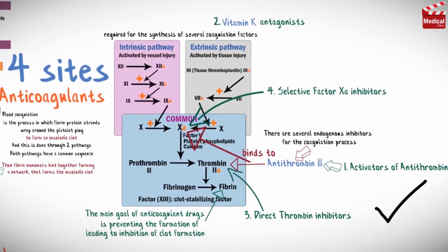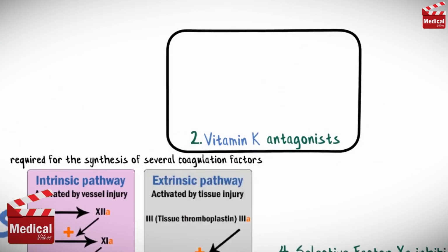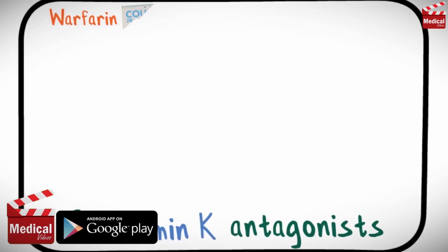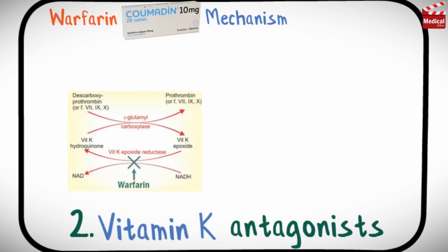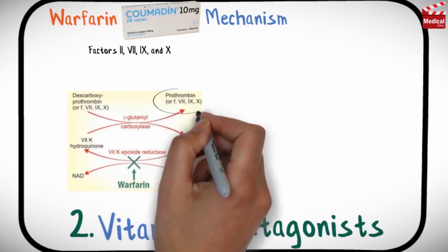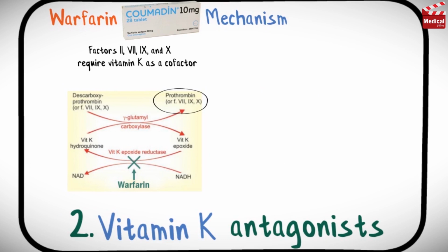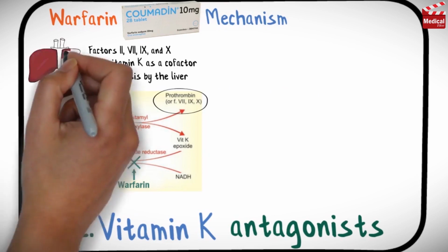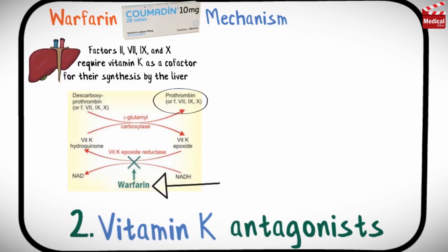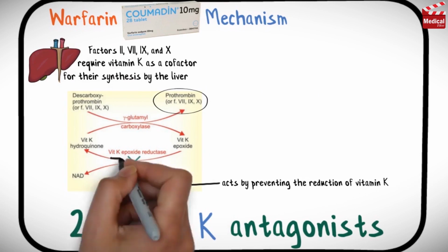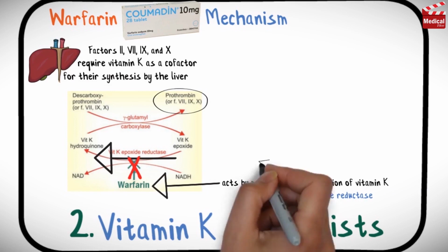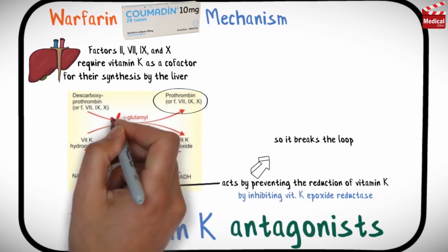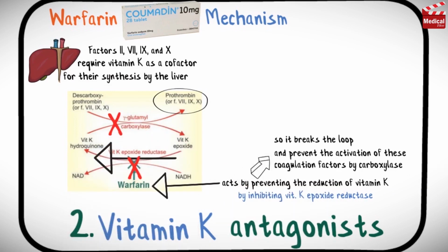We're gonna talk about the vitamin K antagonist, the very famous drug, warfarin. Let's start with the mechanism of action. Factors 2, 7, 9 and 10 require vitamin K as a cofactor for their synthesis by the liver. Warfarin acts by preventing the production of active vitamin K, by inhibiting vitamin K epoxide reductase. So it breaks the loop, and prevents the activation of these coagulation factors by carboxylase.